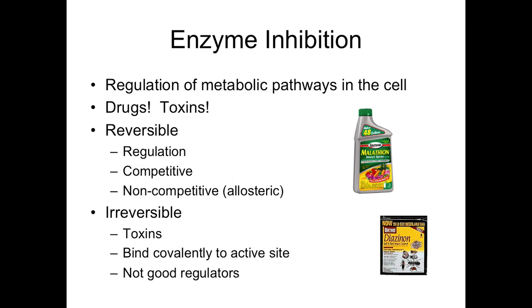All right, enzyme inhibition. There's two different types of enzyme inhibition. Reversible inhibition is the type that cells want to engage in because this is the way that they can turn enzymes on and turn them off so that they can regulate exactly which biochemical pathway is going to occur today.